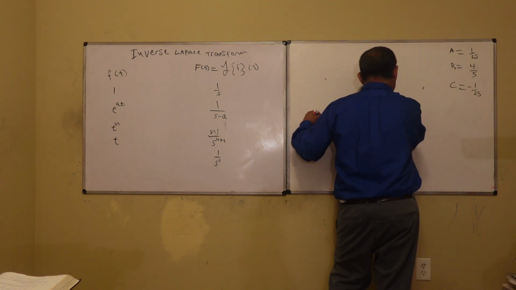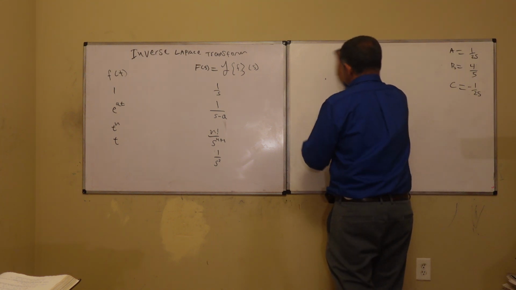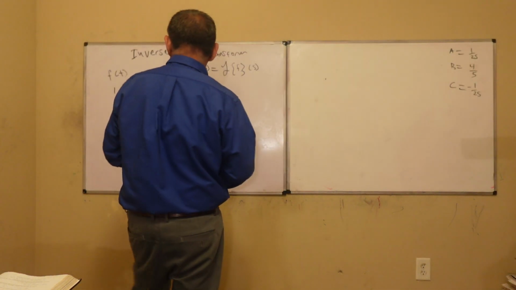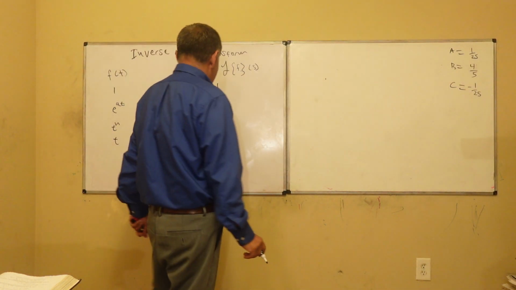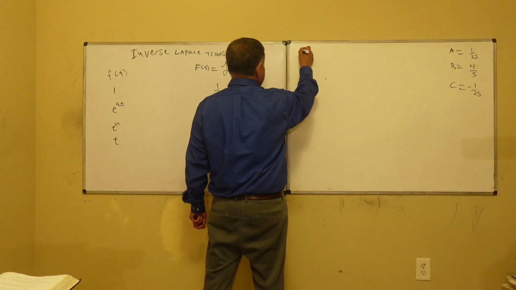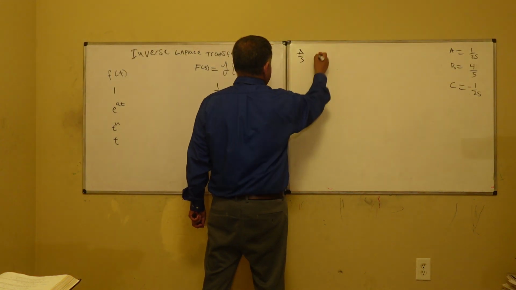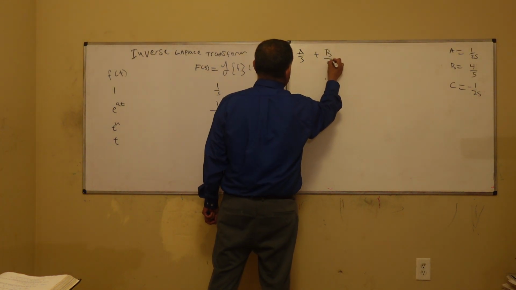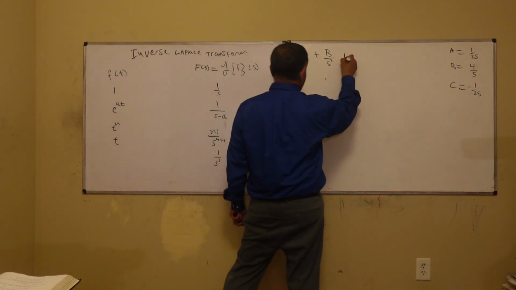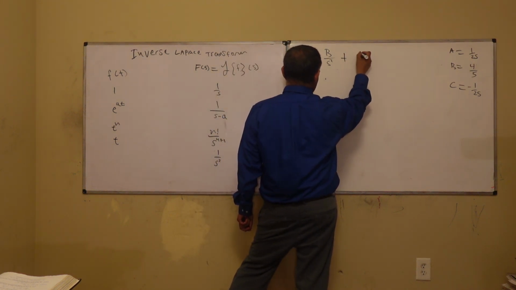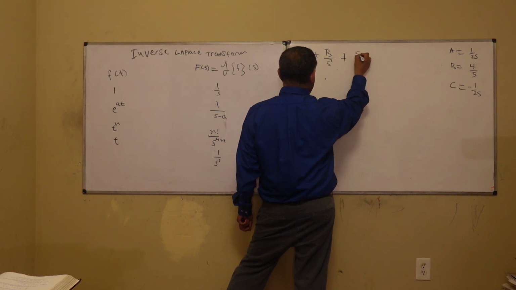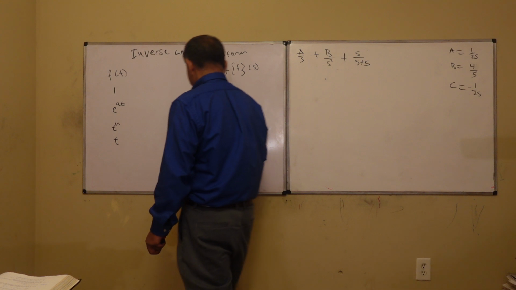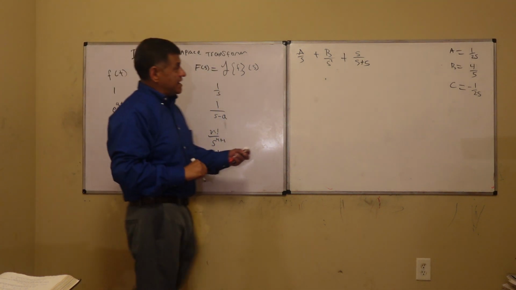Okay, so in the first one, we need first to find, right? A was over s, B was over s squared, and C was over s plus 5. That was the original problem, how we set it up.